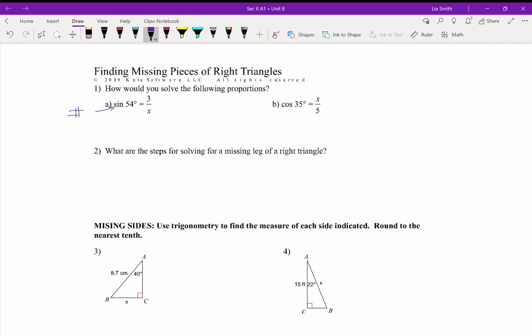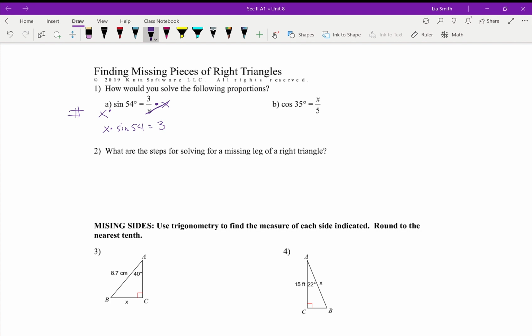So for me to get it out of the denominator, I have to multiply both sides by x. That's kind of hard to read out here. What that allows this to become is this side becomes x times sine of 54, while this side over here, x divided by x is 1. So those x's actually cancel out, and I'm just left with the 3. Do you see how that got the x out of the denominator? That's exactly what I'm looking for.